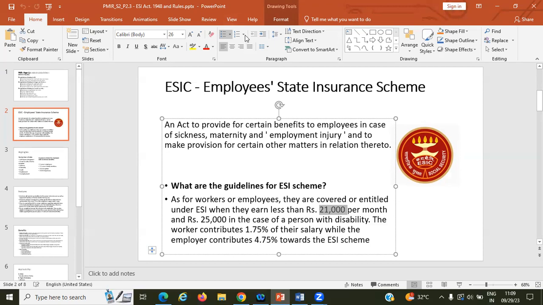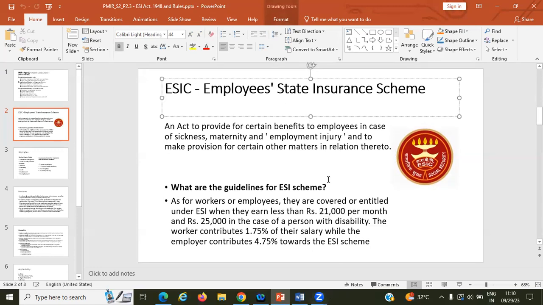That money is accumulated just like any insurance, and you are getting compensation from that. So it is a kind of insurance. This is the meaning of the ESI Act, Employee State Insurance.